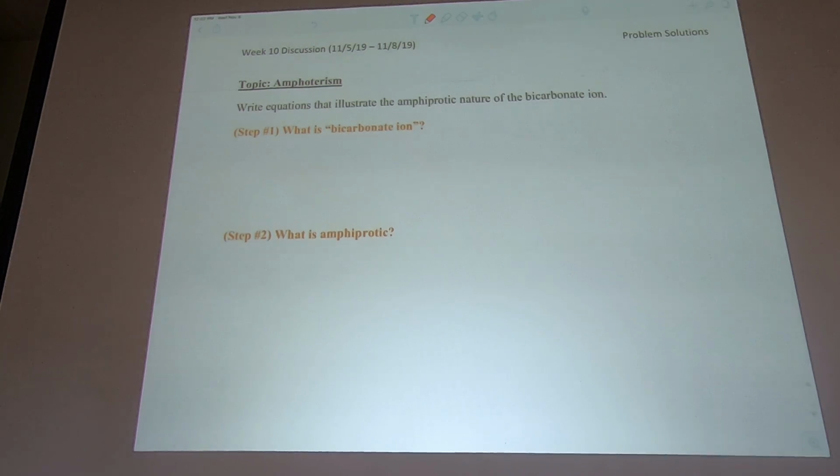This is the second problem. It is amphiprotic. You know the amphiphilic or amphibian? You know what an amphibian is?